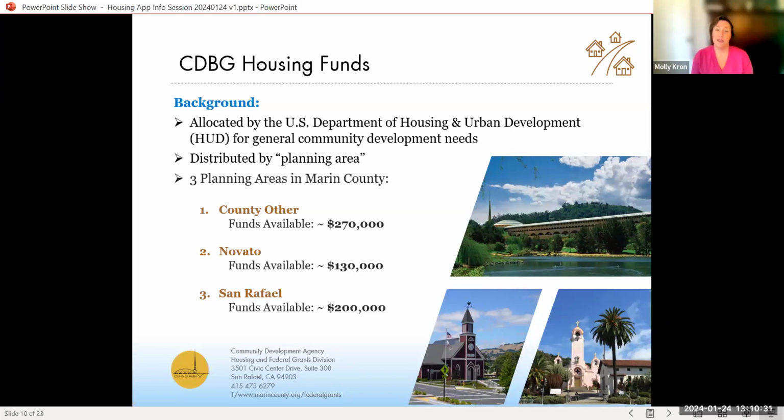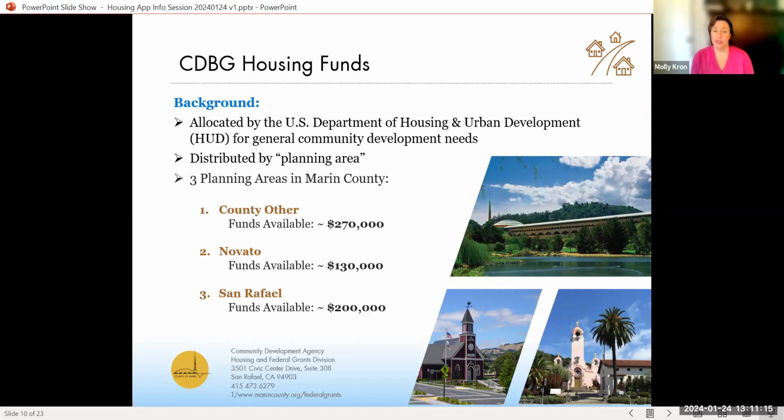But these funds are distributed by planning areas. We have 3 planning areas in the county: County Other, Novato, and San Rafael. County Other is all of the jurisdictions outside of Novato and San Rafael. The reason that Novato and San Rafael have their own planning areas is because they have a population of over 50,000 residents. Because of this, they're eligible to be their own entitlement community, but they have chosen to continue to participate in this collaborative effort as a means to reduce the administrative burden on our applicants. So instead of having to apply for funds to Novato and San Rafael, there's one application for the entire county.